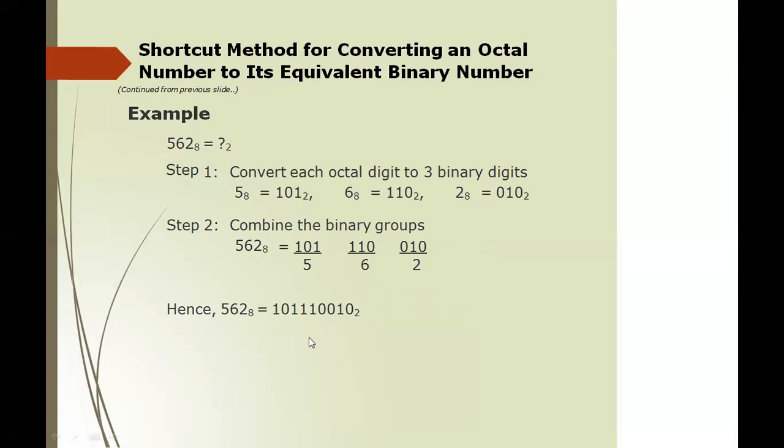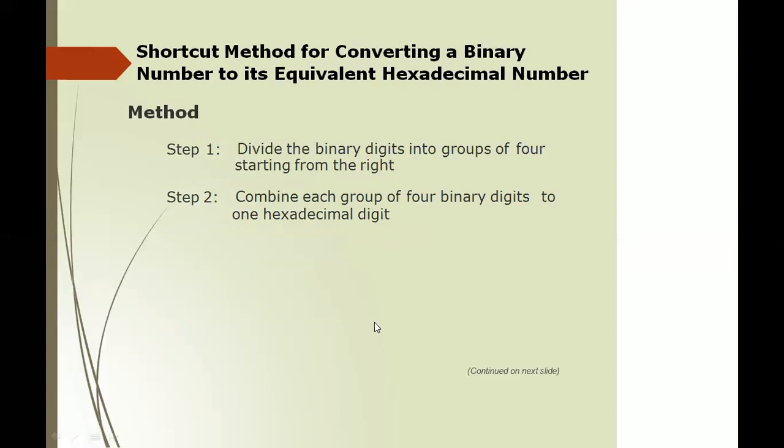Here the shortcut is to convert each digit, that is 2, 6 and 5, into 3-bit binary digits, and then write all these digits in sequence, and then we can get the number in the binary number system.